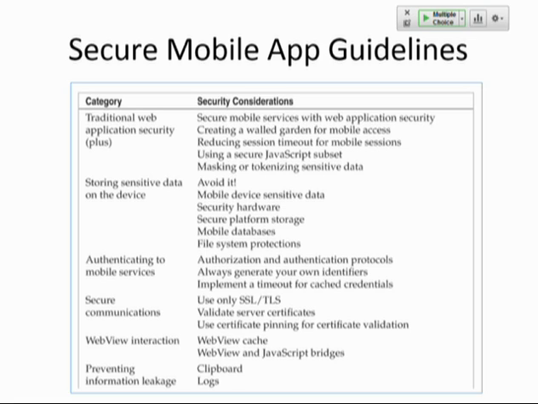If you're going to store sensitive data on the device, the best thing is don't, but if you have to, then you're going to have to either put it in the secure hardware, like the secure element, or encrypt it and hide it. You authenticate to your mobile services. You've got the usual stuff there. Your protocol should be encrypted. You should be using SSL and TLS, and you should actually use it instead of turning off the certificate validation. And it's a very good idea to use certificate pinning.